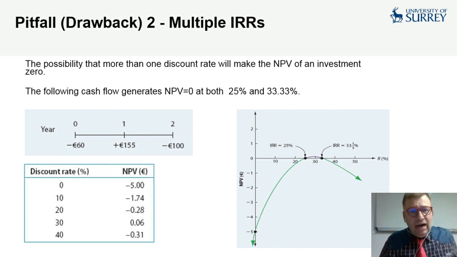But I have a question for you. From the very start we know something. We look at these flows, and they are minus 60, plus 155, minus 100, and we know something is not going on. Yeah? You probably know. If you do not know, please ask me during the seminar.